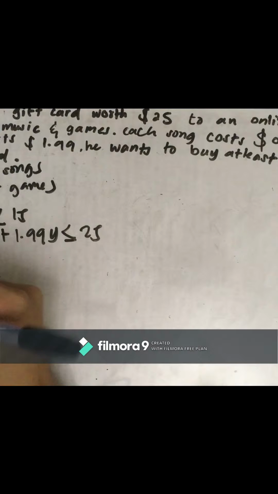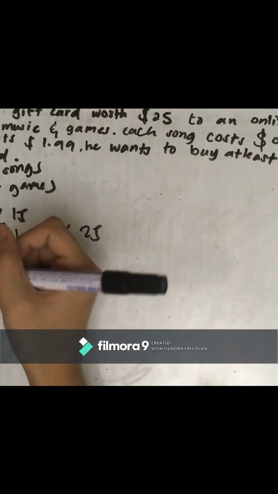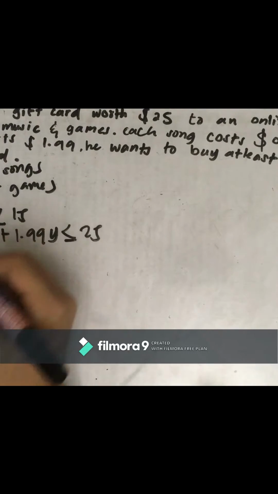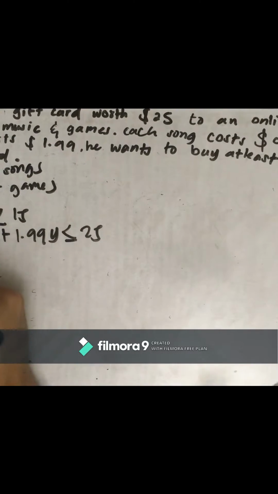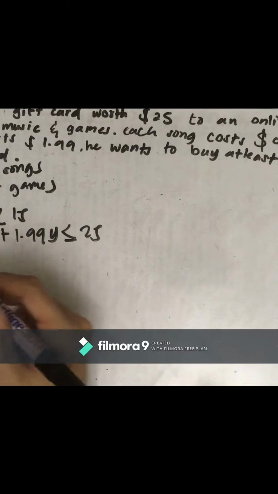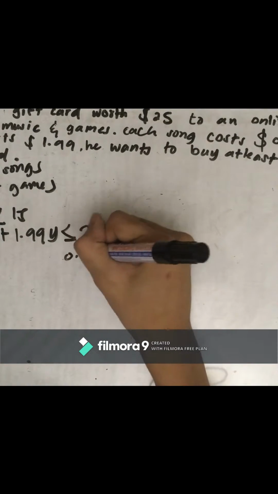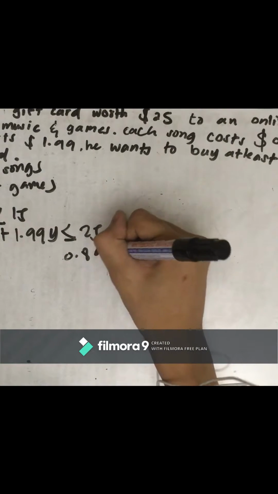To make a graph, let's write the first equation. So x plus y, we'll turn it to equalities of 15. When x is 0, y will be 15. When y is 0, x will be 15. Now let's solve for the second equation.